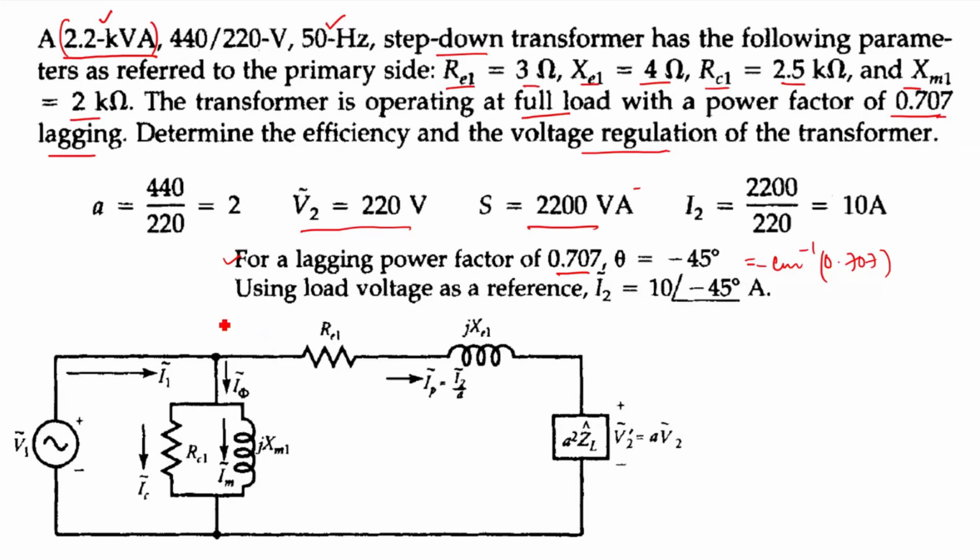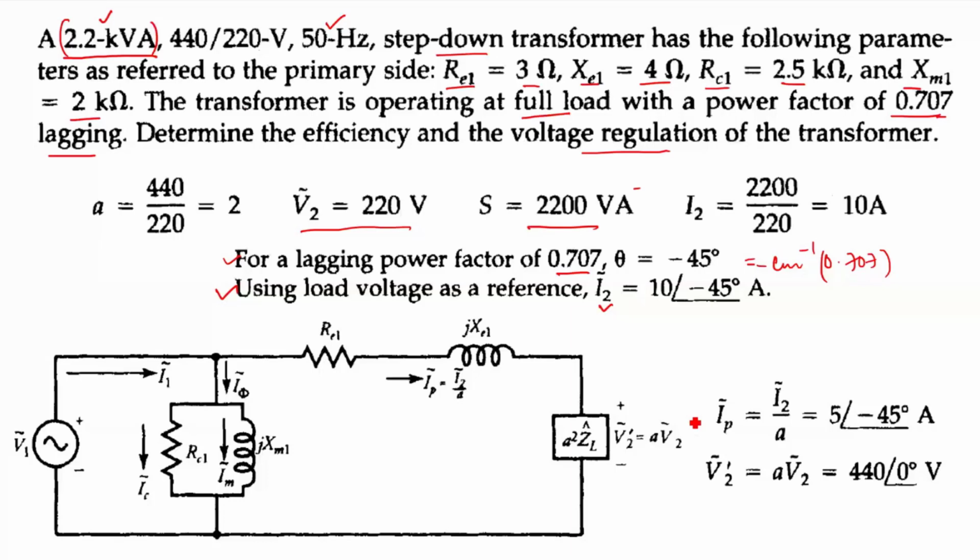And so using the load voltage as reference, if we consider the load voltage as reference, the I2 will have magnitude 10 ampere and the current will be minus 45 degree because it is lagging the voltage. So now I can find IP. IP is nothing but I2 by A. So it will be I2 by A, where A is equal to 2. That will give me 5 angle minus 45 degree.